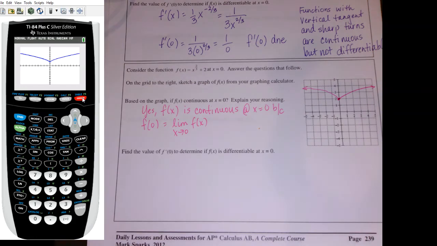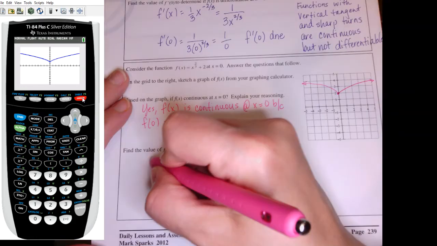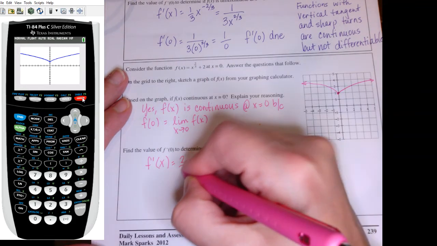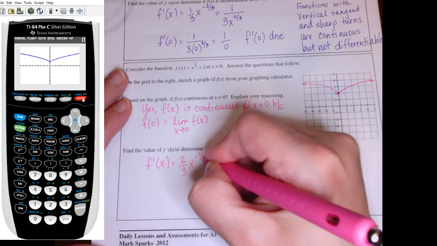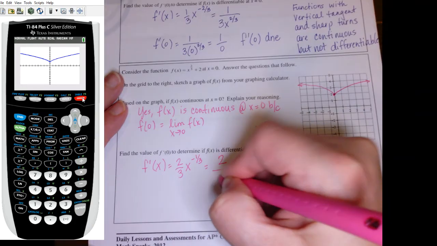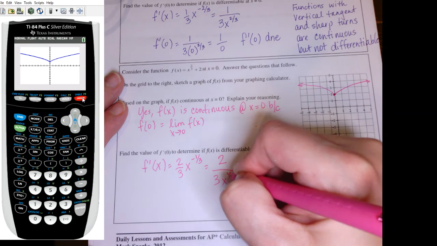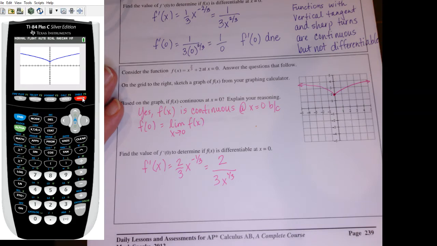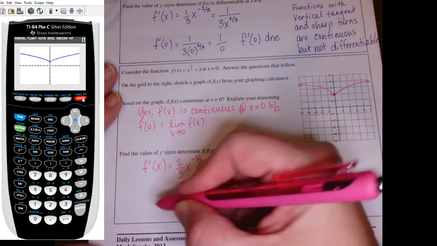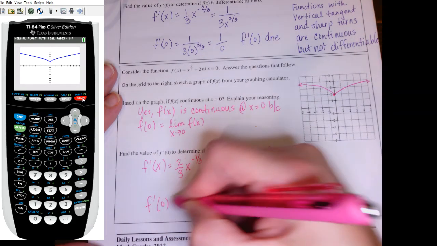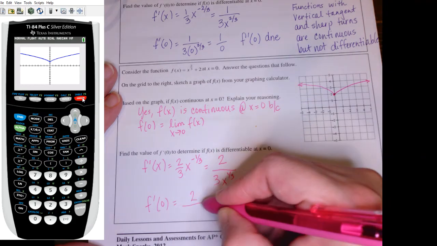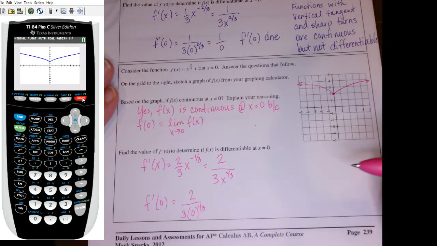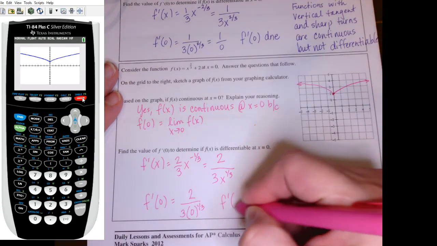All right, let's see if it's differentiable. We'll take the derivative of x to the 2/3. That's 2/3 x to the negative 1/3. Move it to the bottom, clean it up just a little bit, but watch what happens when we put in 0 again. We still get that does not exist, right?